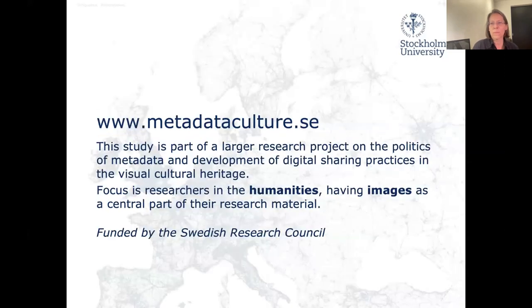The study is also part of a larger research project that we call Metadata Culture. It's about the politics of metadata and also the development of digital sharing practices in the visual culture heritage. The focus is researchers in the humanities having images as a central part of their research material, and it is funded by the Swedish Research Council.